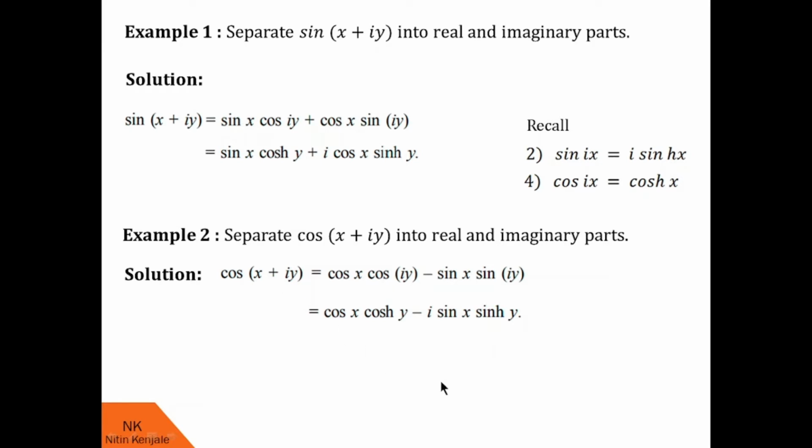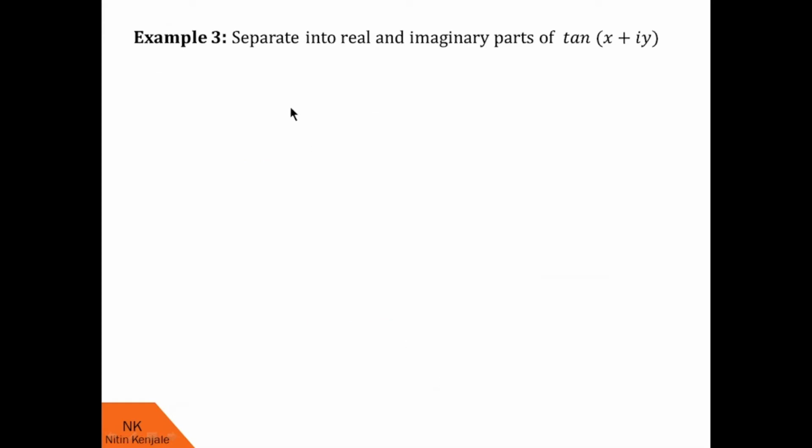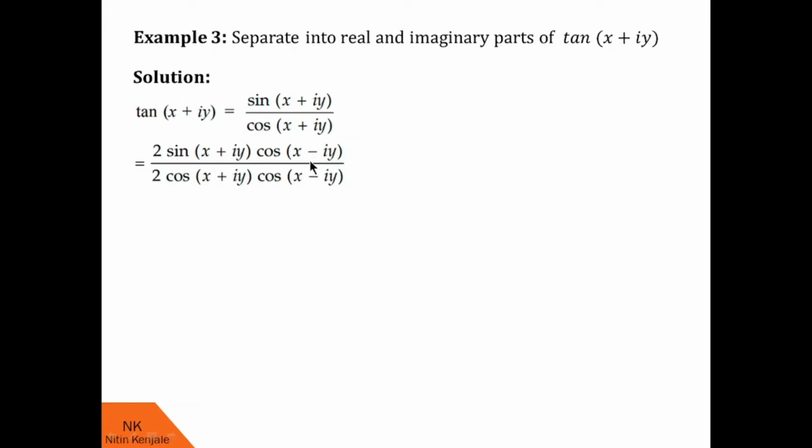Now let us proceed with example number 3. Here we are asked to separate into real and imaginary parts of tan of x plus iy. Let's go for solution. Tan of x plus iy can be written as sin of x plus iy upon cos of x plus iy. Further, to simplify this, we will multiply numerator and denominator by 2 cos of x minus iy.